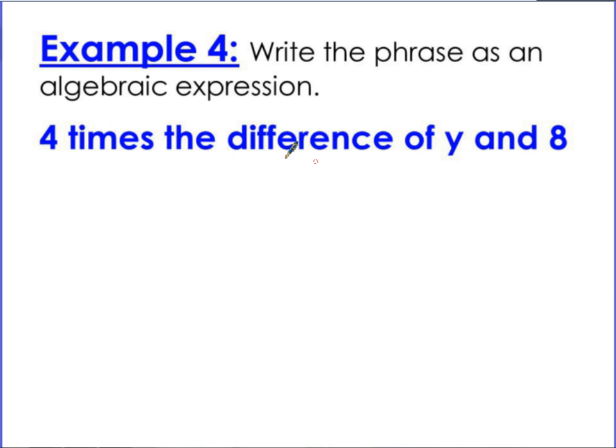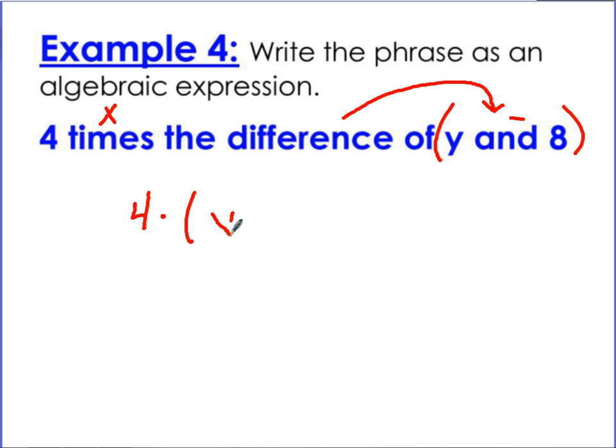Alright, example 4. 4 times the difference of y and 8. So I'm going to multiply 4 times something. And it looks like I'm going to multiply 4 times the difference of these two things. Which means these two things are going to go in parentheses. And inside those parentheses, I'm going to be subtracting those two things. So what it's going to look like is 4 times the difference of, so I'm going to subtract y and 8. And again, it didn't say like y less than 8 or anything like that, so I'm not going to be flipping it around. It's just 4 times y minus 8.